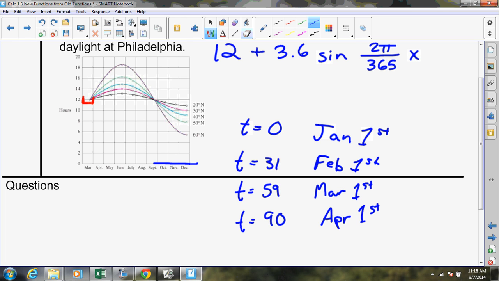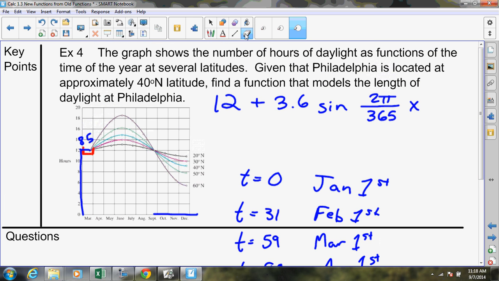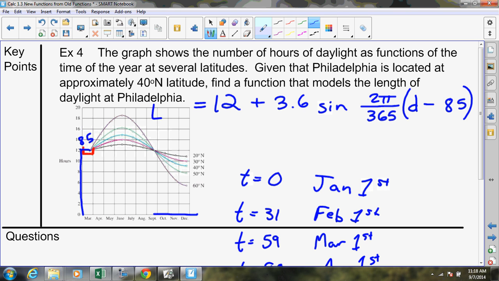Well, that tells us then, when we had our horizontal shift, we had the 12 vertical, but then the horizontal shift was an 85-day shift to the right. That's going to tell us that we need to have the opposite for our 85 applied inside the argument. Now, because we're talking about x being time measured in days, I want to change it from an x to a d just so that I'm reminded what this piece is actually doing. And our entire formula then is the length of the day, the number of hours of daylight based on the number of days that have passed in the year.